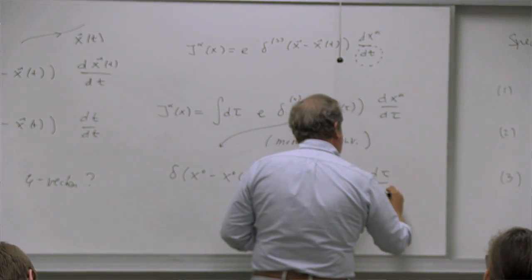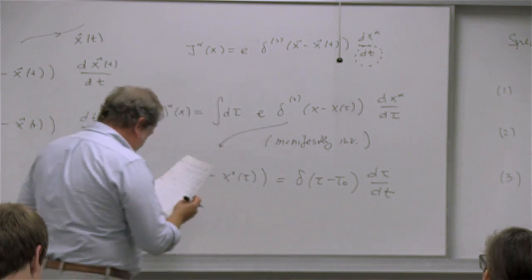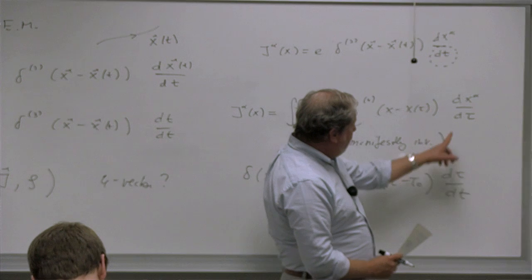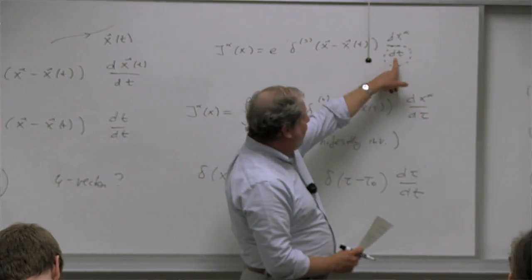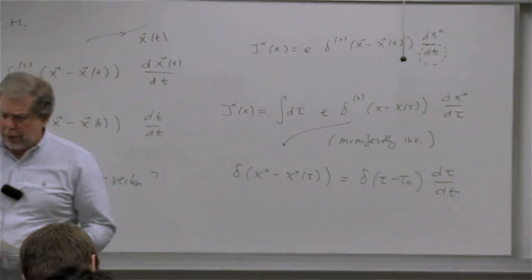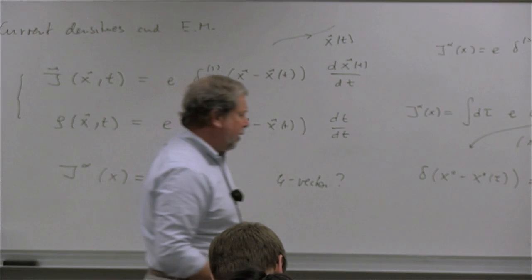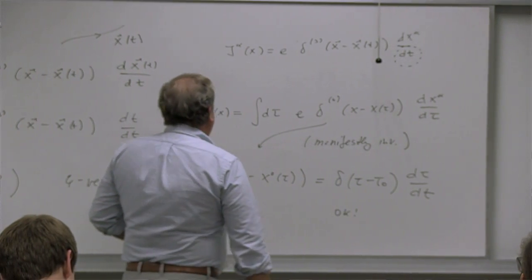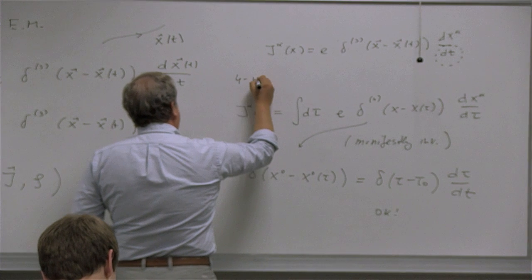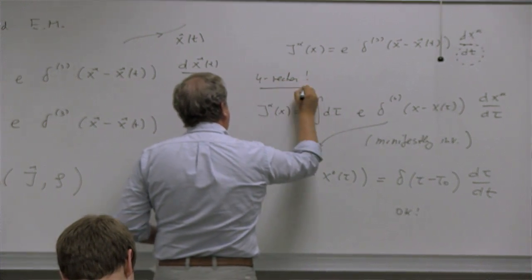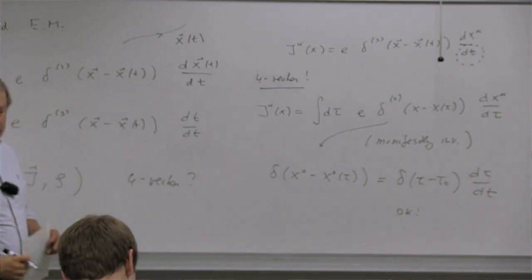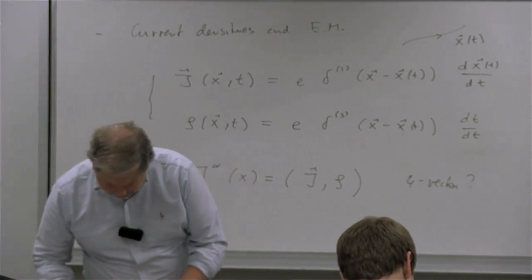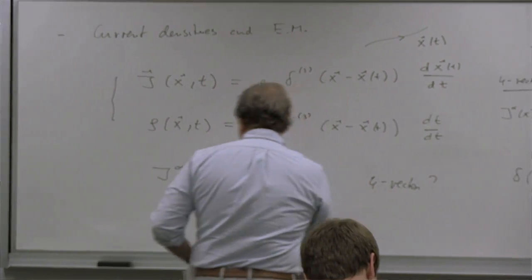The d tau by dt that cancels out this d tau here and gives us the d by dt, and it gives us that original thing, right? So everything is okay. Right, so this thing is indeed a 4-vector. The other thing which we might want to show is that it is conserved.